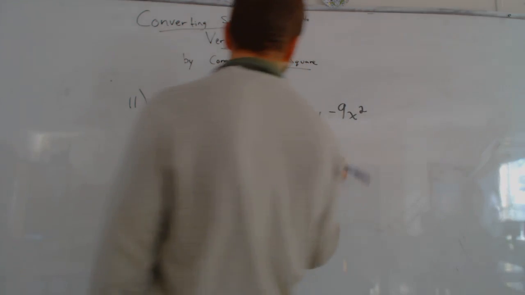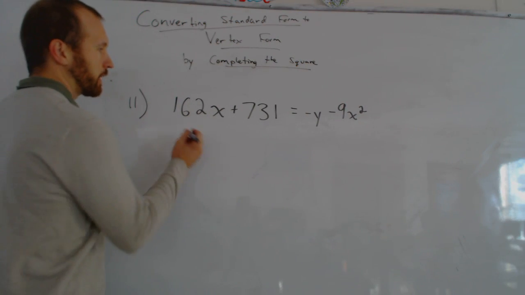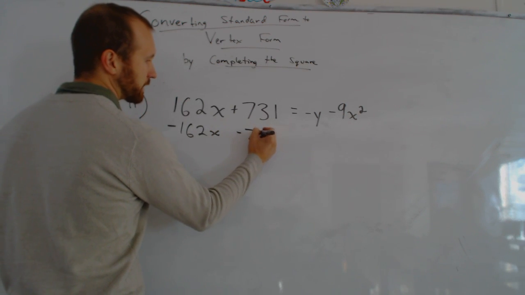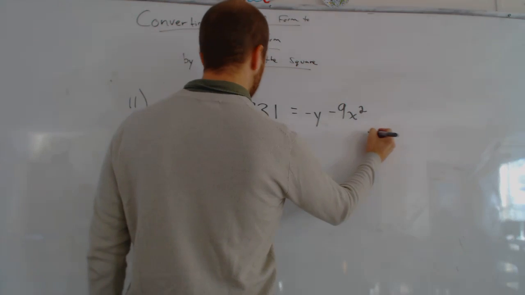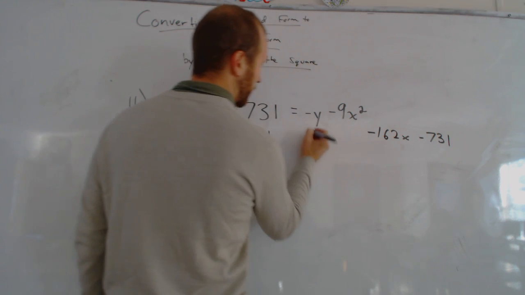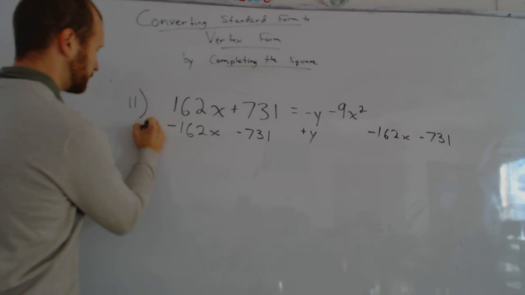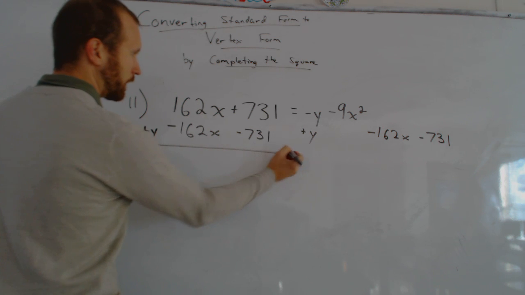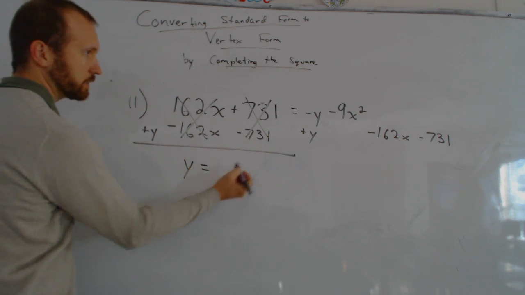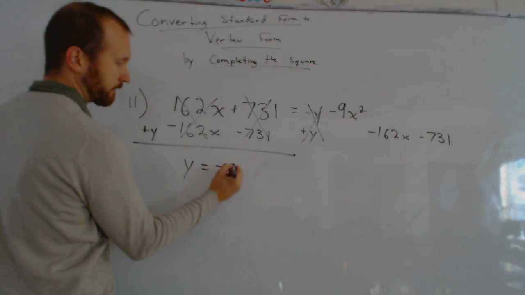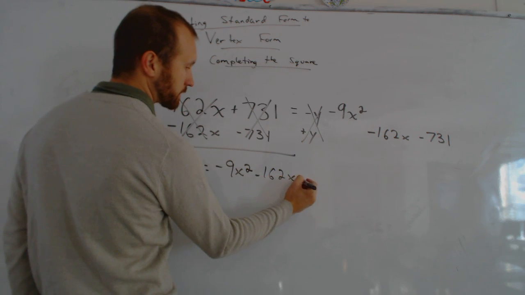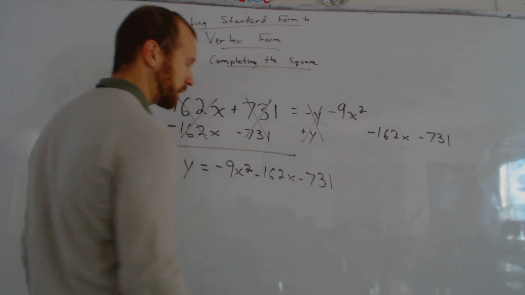And the way I'm gonna get this into standard form is I'm going to subtract 162x and subtract 731 from both sides. And then I'm going to add y to both sides. So on this side, these cancel and these cancel. I just have y equals. On this side, these cancel, and then I have negative 9x squared minus 162x minus 731.